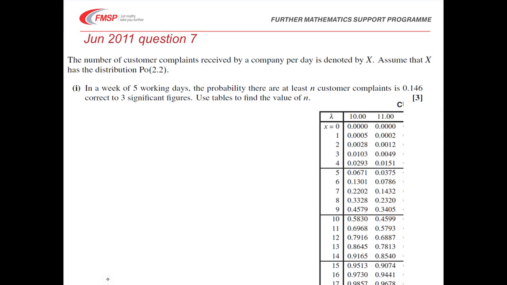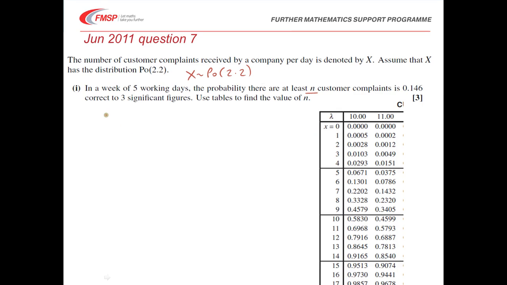Okay, so final question in this recording. We've got the number of customers' complaints received by a company per day can be denoted as a Poisson distribution. So we're given that x is Poisson 2.2. Okay. In a week of 5 working days, the probability that there are at least n customer complaints is 0.146, correct to 3 significant figures, and we're asked to use the tables to find the value of n.